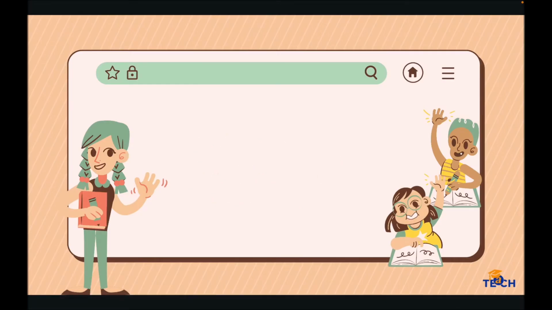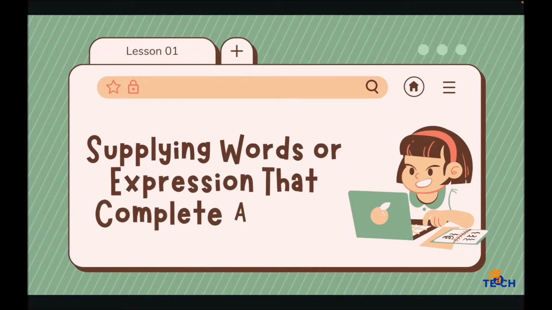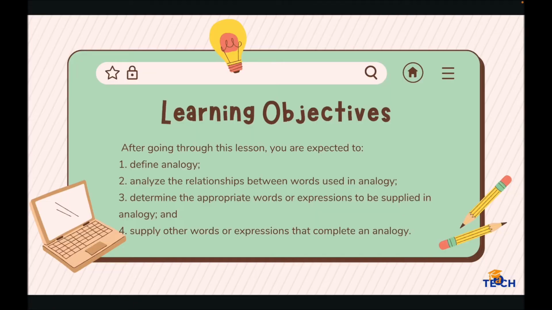Welcome, and today our topic is about supplying words or expressions that complete analogy. But before that, let me first read to you our learning objectives. After going through this video, you are expected to: number 1, define analogy; 2, analyze the relationships between words used in analogy; 3, determine the appropriate words or expressions to be supplied in analogy; and lastly, supply other words or expressions that complete an analogy.